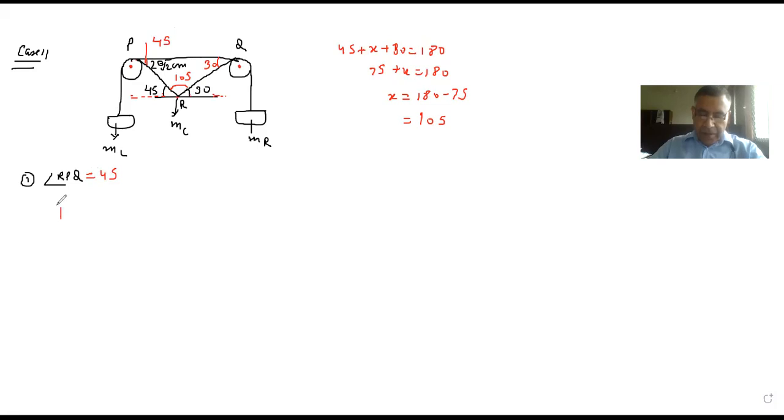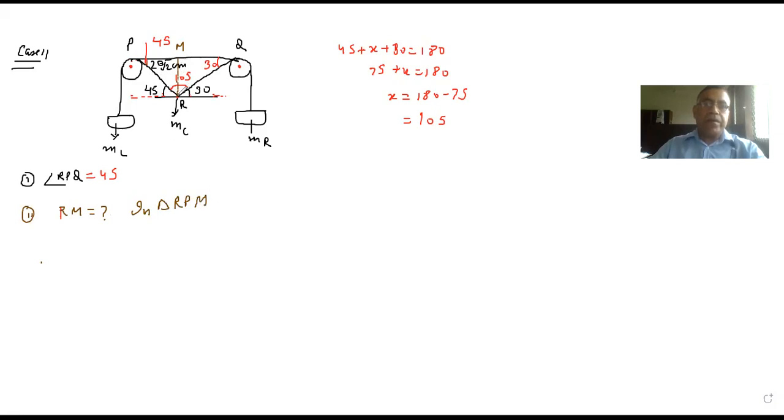Second, the perpendicular distance of R from PQ. I want to get this perpendicular distance from the line PQ. That means I want to get this. Let it be M. So I want to get RM. Now because this angle is 45, the side opposite to this angle must be perpendicular. So I'm going to take triangle RPM.